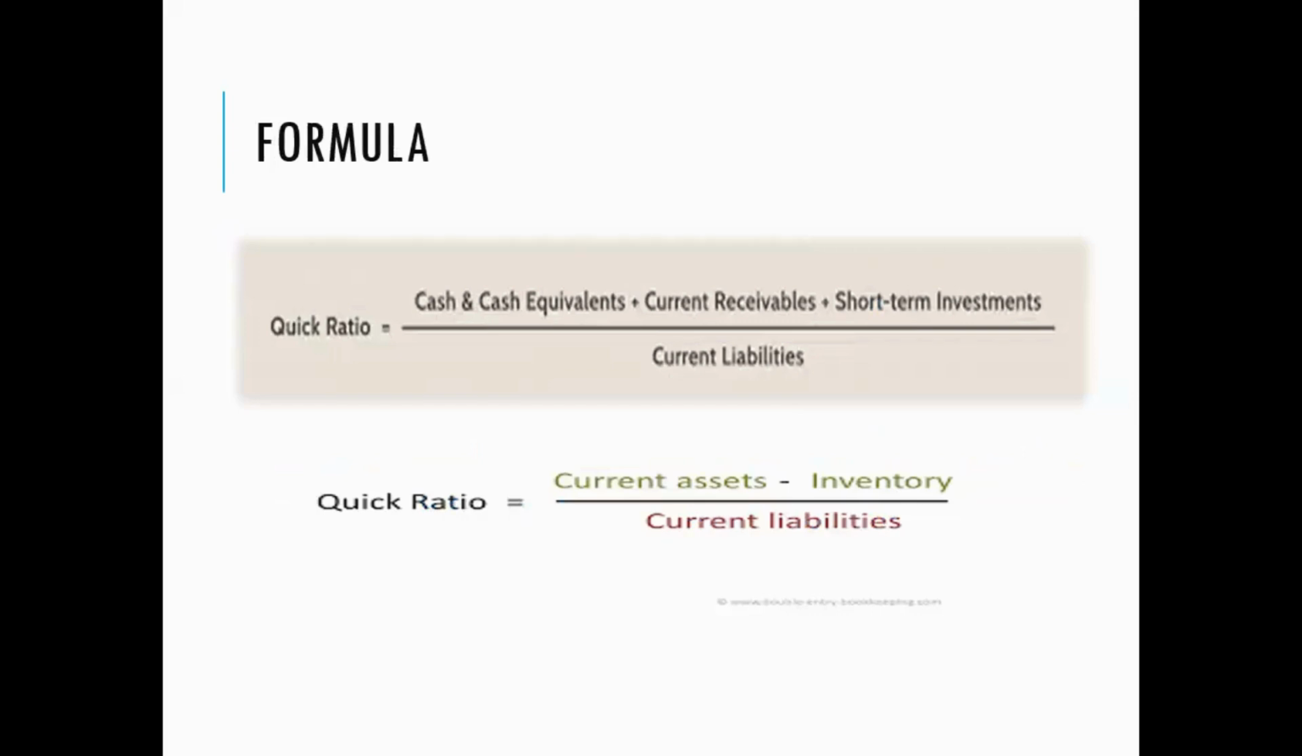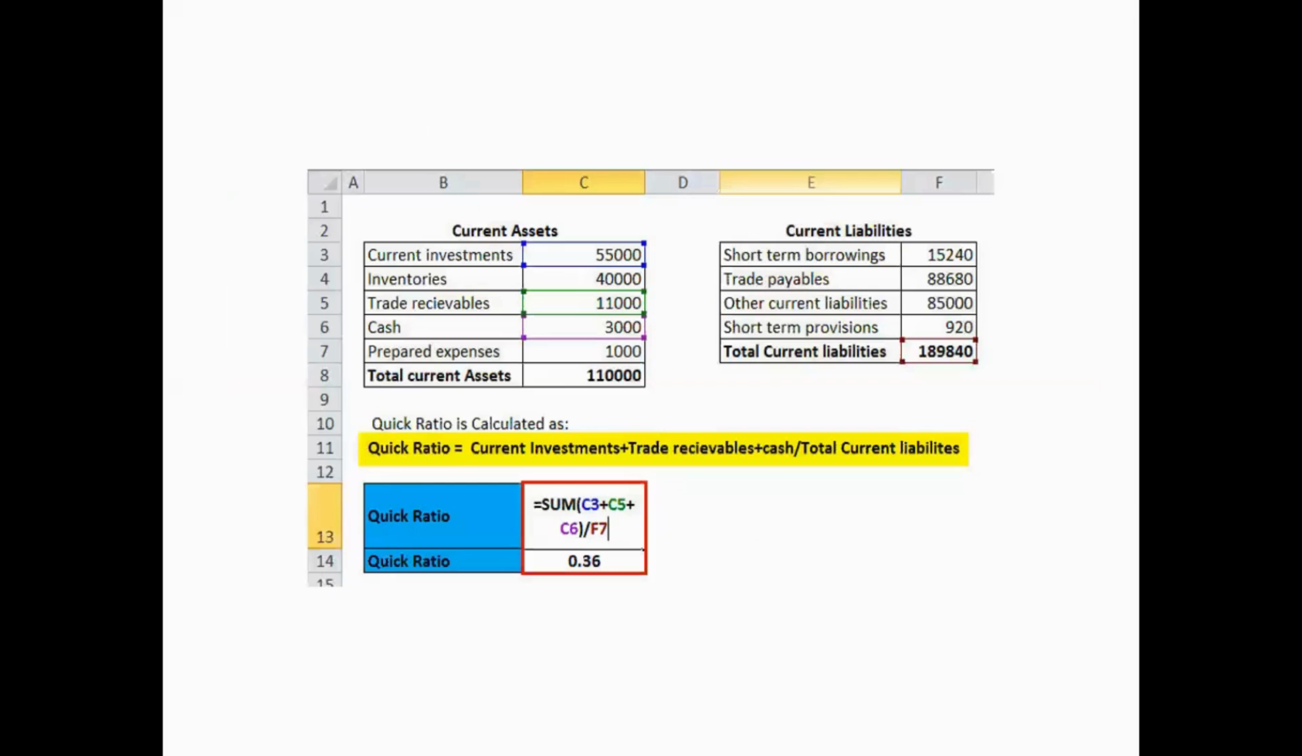Here is the formula of quick ratio. Quick ratio equals cash and cash equivalents plus current receivables plus short-term investments divided by current liabilities. There is another formula where quick ratio equals current assets minus inventory divided by current liabilities. Here is the method of how we calculate quick ratio in Excel.